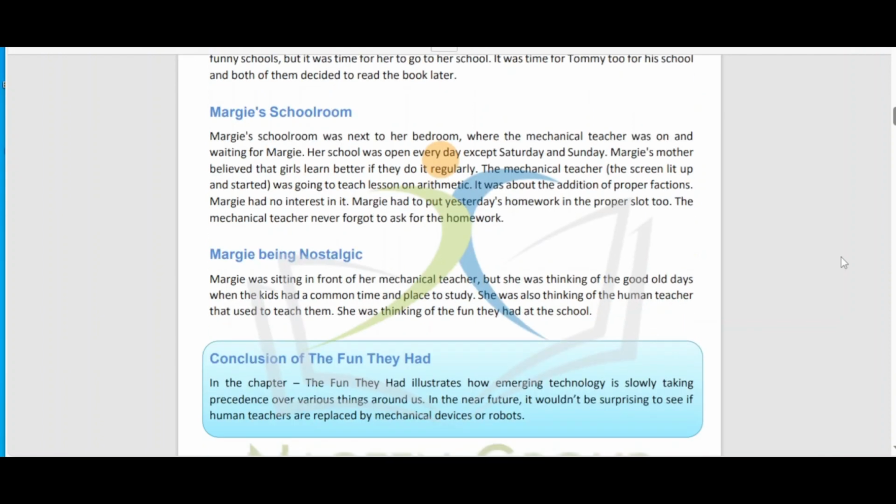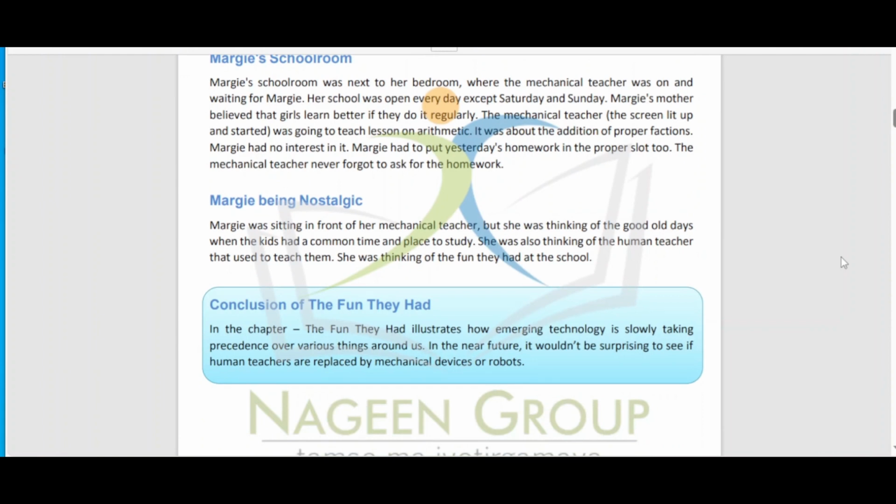So now Margie was nostalgic. Margie was sitting in front of her mechanical teacher, in front of that computer screen, in front of that image, but she was thinking of the good old days and her interest was not there. She was completely lost in the thought of that book, where she wants to know more about the old kind of schools, the good old days, where all the kids had a common time and place to study.